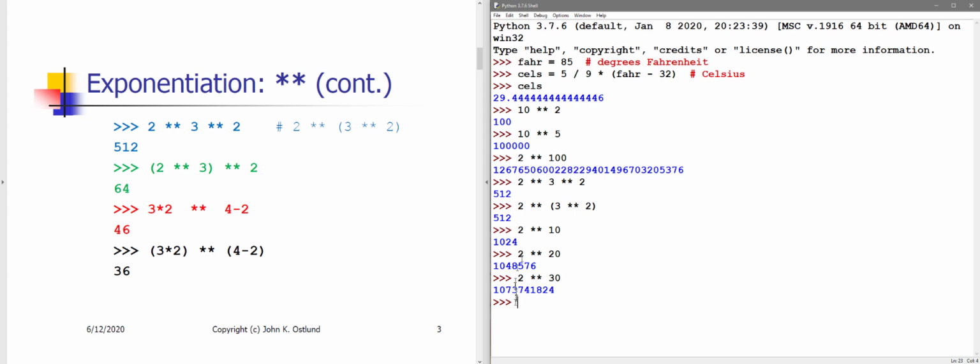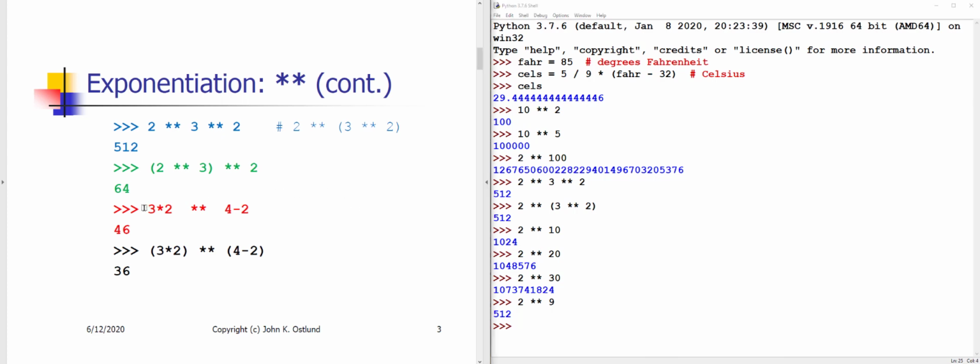So 2 to the 9th power is going to be half of 2 to the 10th power. All right? So 2 to the 10th power is 2 multiplied by itself 10 times. 2 to the 9th power is 2 multiplied by itself 9 times. And that's half of 1024, so that's 512.